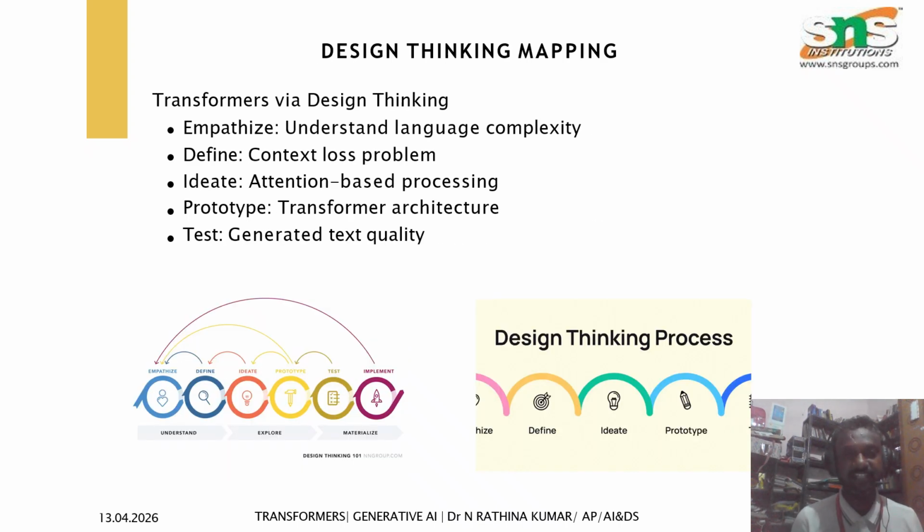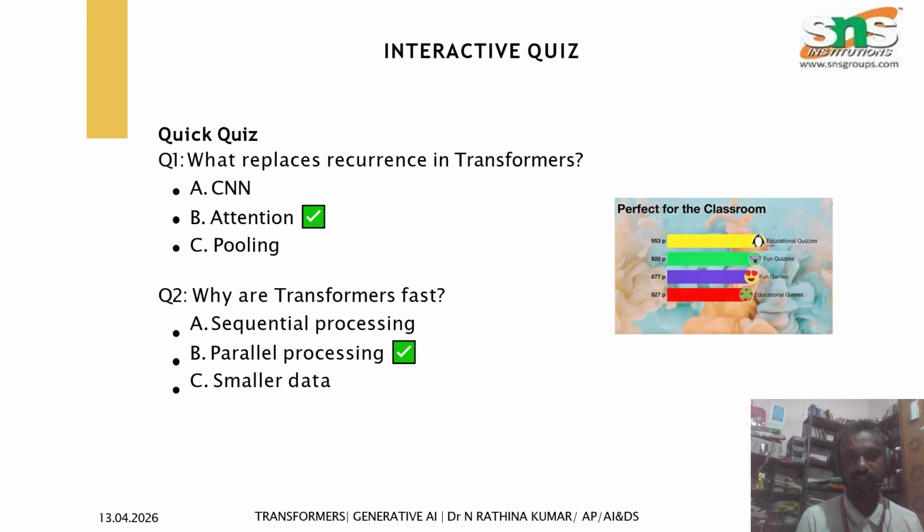So design thinking: empathize, understand the language complexity; define the context loss problem; ideate attention-based processing; prototype the transformer architecture; and finally test the generated text quality. This is a quiz. What replaces recurrence in transformers? Very simple: attention. So far we have discussed these points. Why are transformers fast? The parallel processing. That is a major advantage of transformers.